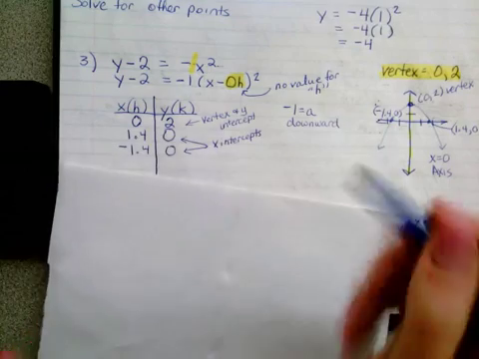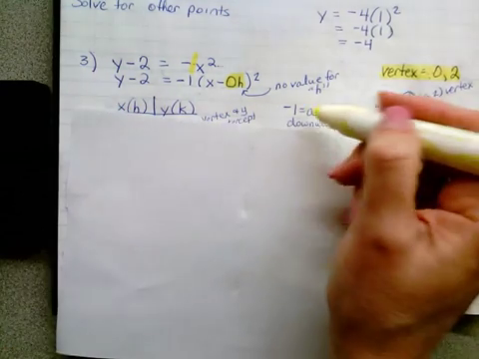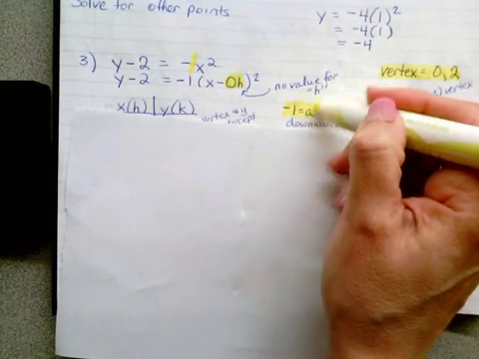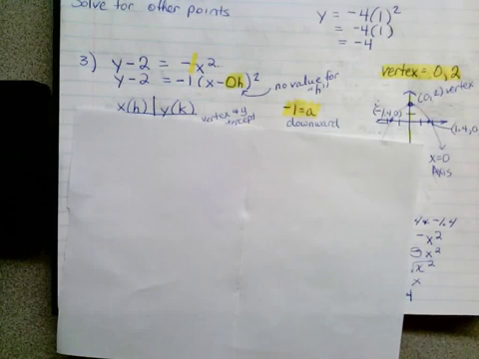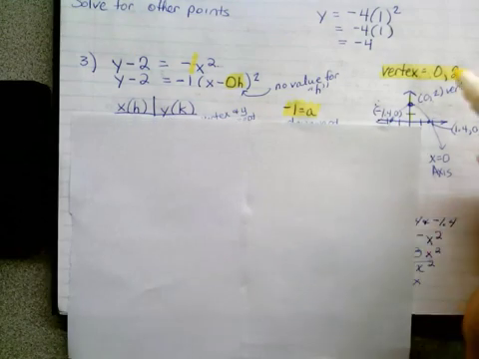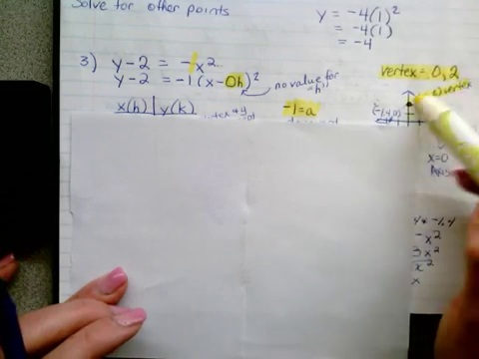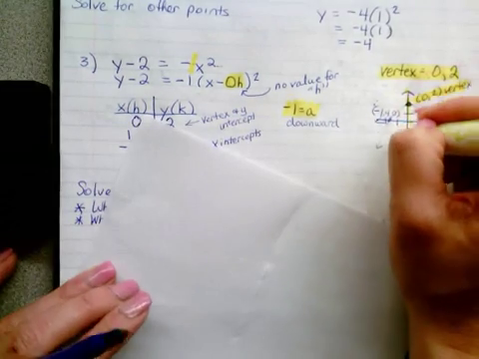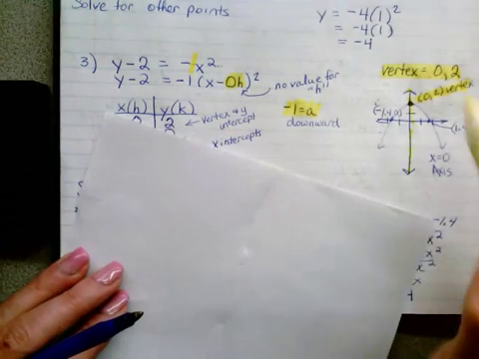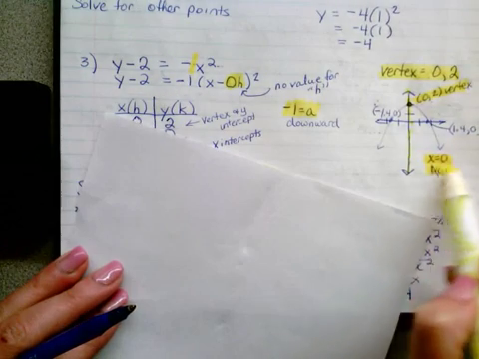I also know that my parabola goes down because the a value is a negative value. Okay? My a value is a negative value. So I have graphed my vertex right here. I have dotted line through my axis. The axis where it gets cut in the middle is 0.